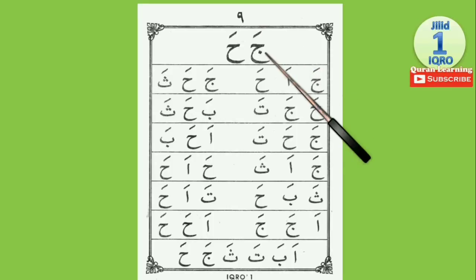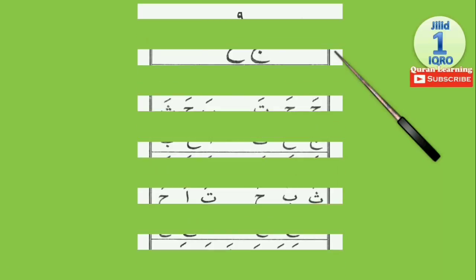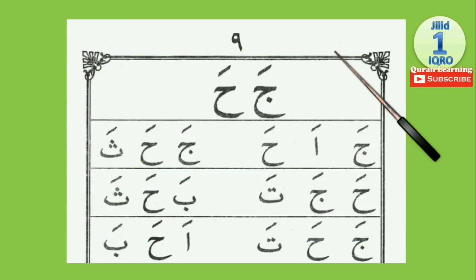Ja and ha. Ja, ha. Follow me. Ja, ha. Let's start by reciting ta'awud and basmalah together. A'udzu billahi minasyaitonir rajim. Bismillahirrahmanirrahim. Let's recite together. Follow me.